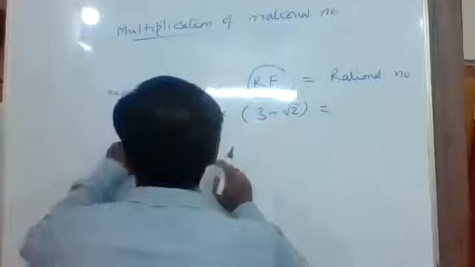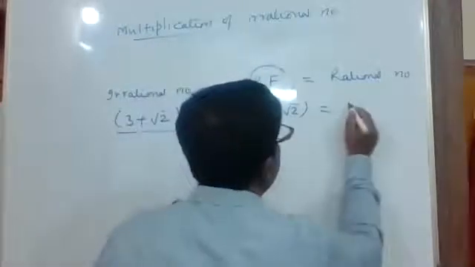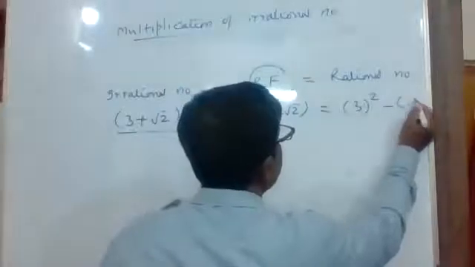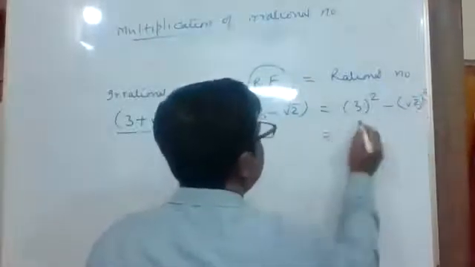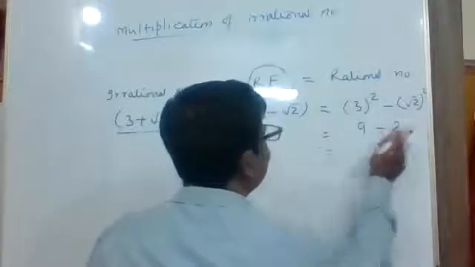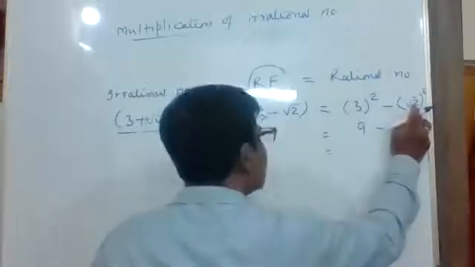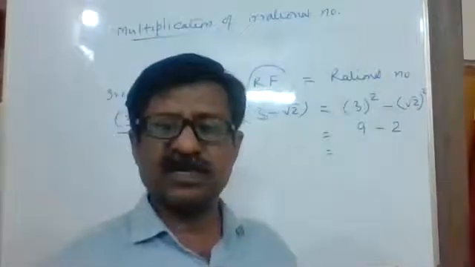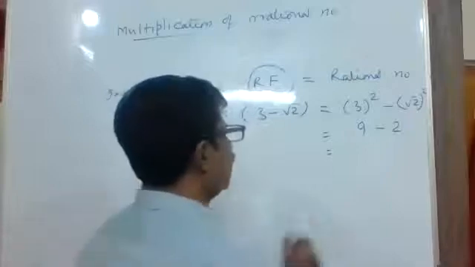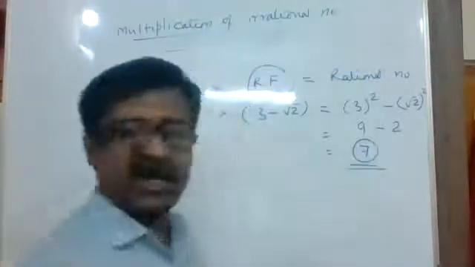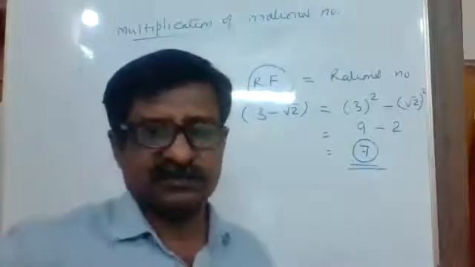It is in the form of a plus b, a minus b. The formula for a plus b into a minus b is a square minus b square. 3 square is 9. Root 2 whole square is 2. 9 minus root 2 whole square, when you multiply root 2 two times, it will be 2. Already we have done this, while multiplying irrational numbers, I had explained that. 9 minus 2 is 7. It does not have a root sign.